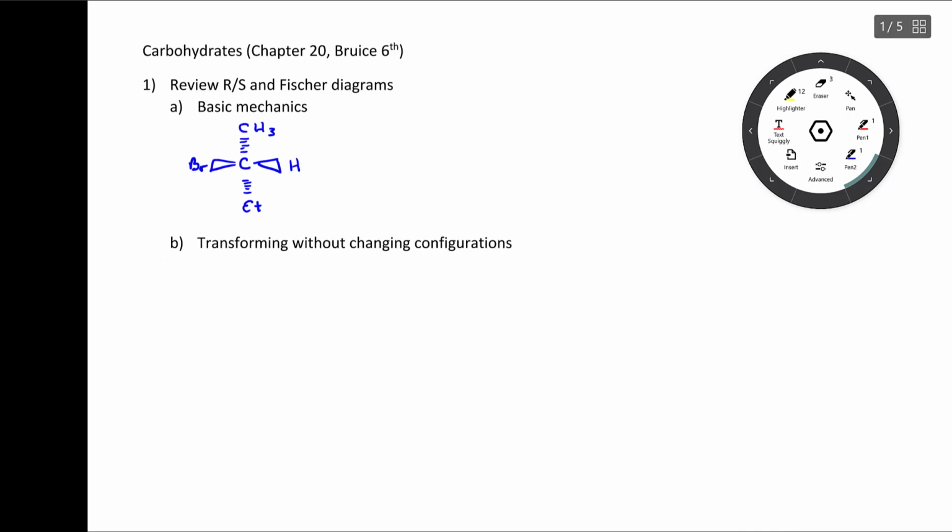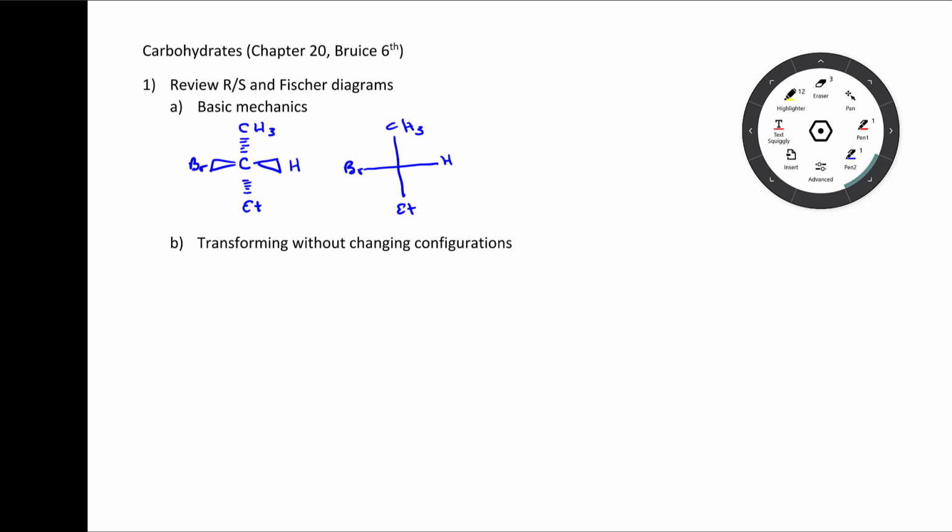So the way Fischer would draw these is he would just go ahead and draw a cross like this. And then he would put H, Br, CH3, and then ethyl down here like that. And it was assumed that you knew that the groups on the sides were going forward.